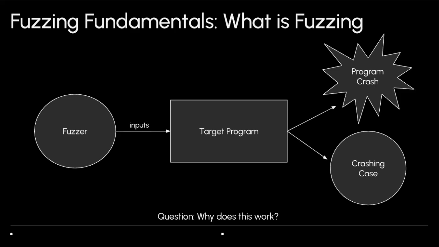Why would randomly generated inputs find bugs that developers missed? The answer is that developers test the inputs that they expect their software to receive. Fuzzers tend to test everything else, and it turns out everything else is usually where the bugs are hiding.